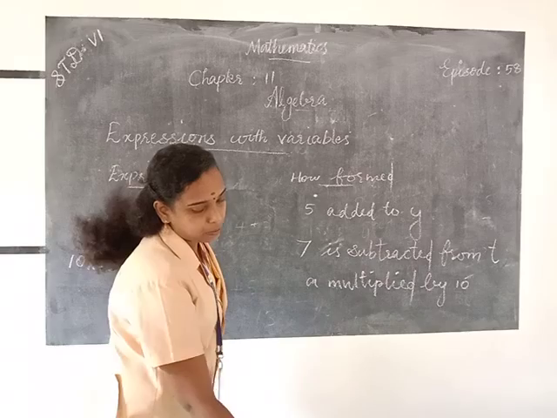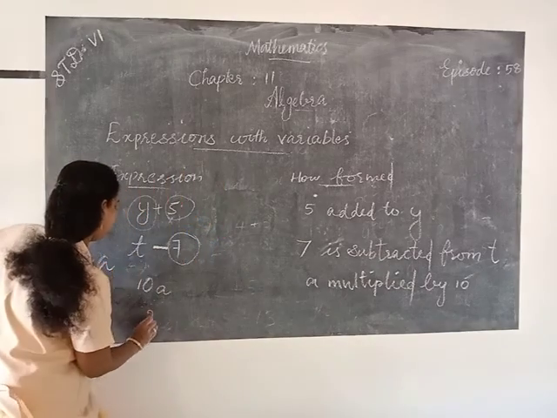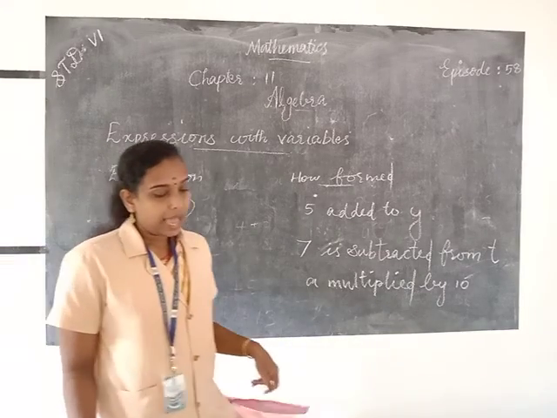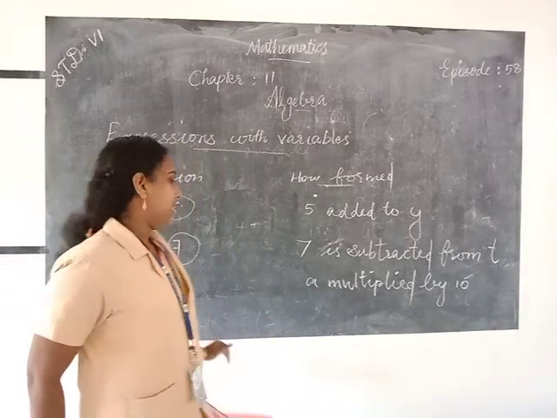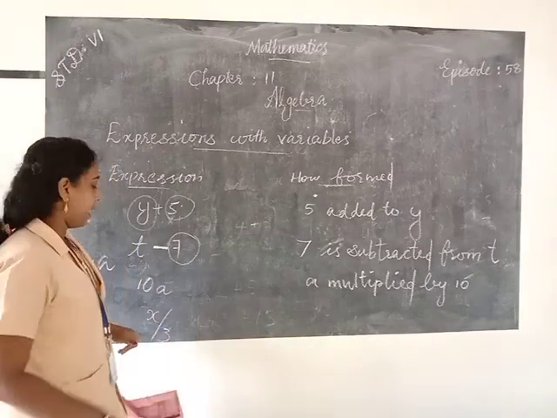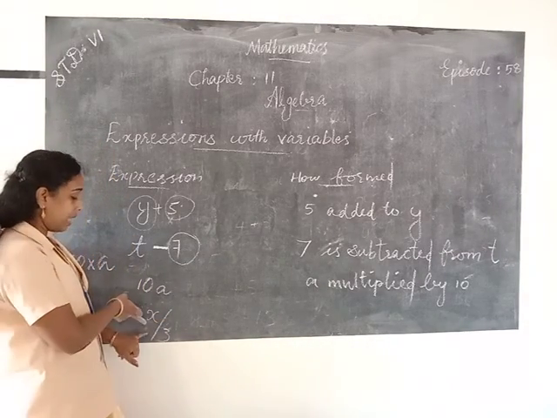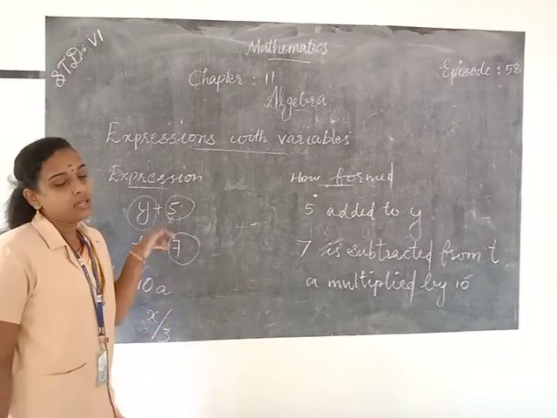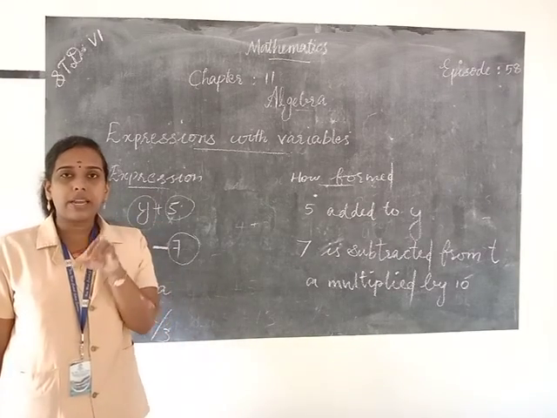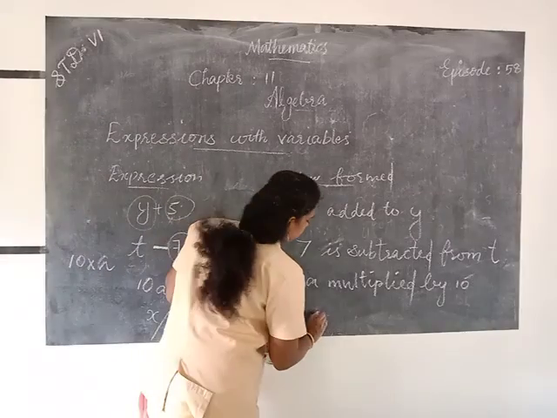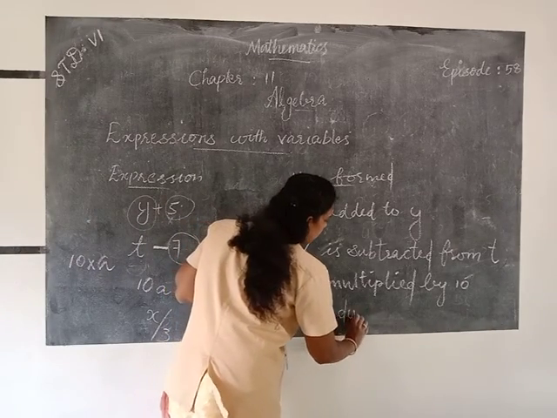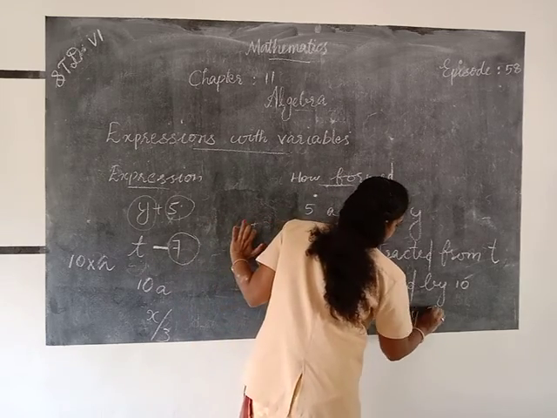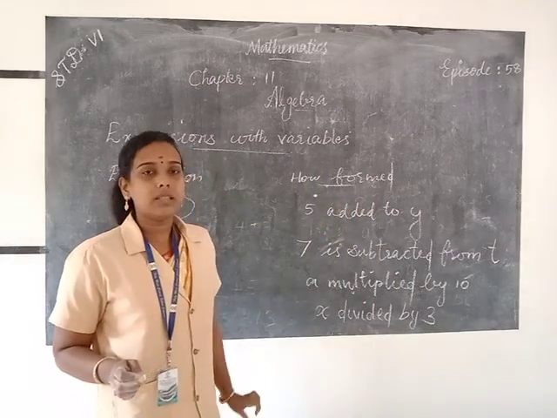Then the next expression is x by 3. So how is the expression x by 3 formed? Here we divide x by 3. X is a variable and the variable x is divided by 3. Then the expression x by 3 is formed. So we can write x divided by 3.